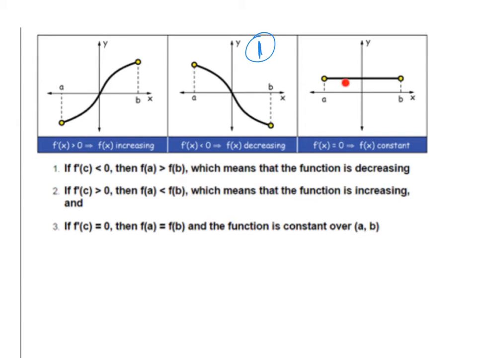Of course, this last one, here's a, here's b. It says that f prime of c is 0. So it's a horizontal line. So that means that the function is going to be constant over this line. So this is 1, this is 2, and this is 3.